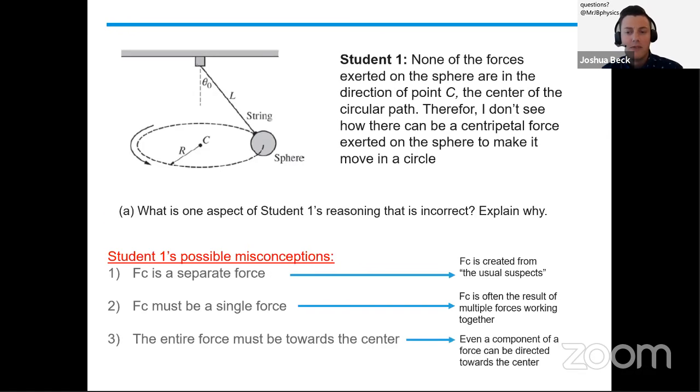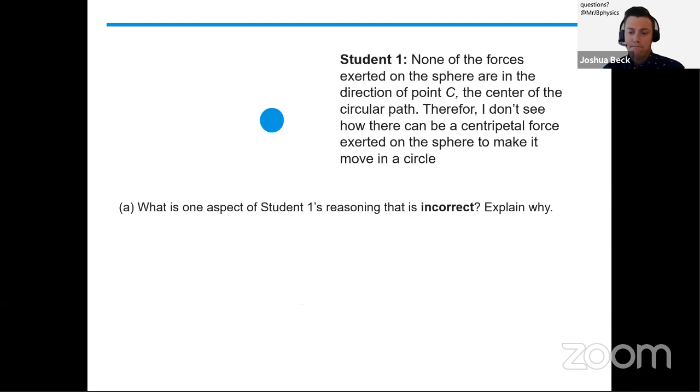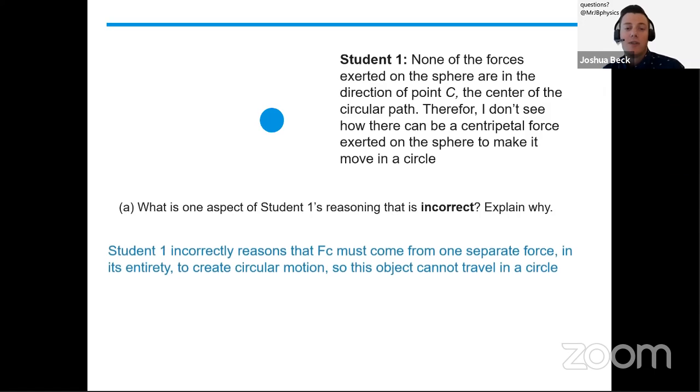And we need to remember that even a component of a force can be directed towards the center. If part of that force is towards the center, then that can create centripetal acceleration and thus create circular motion. So let's take a look here. We are supposed to identify one aspect of student one's reasoning that's incorrect.